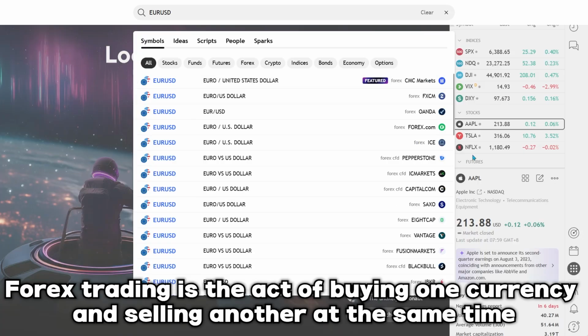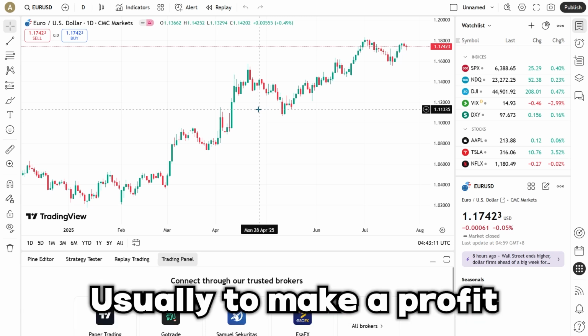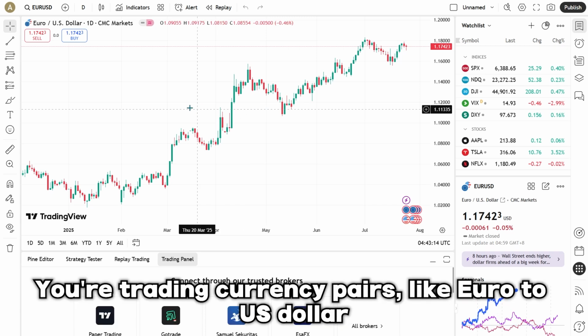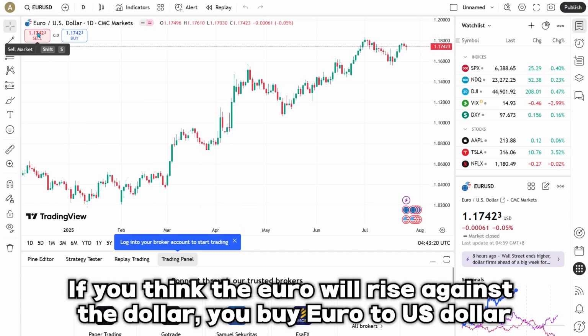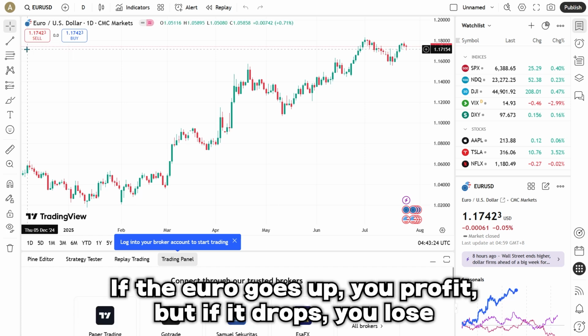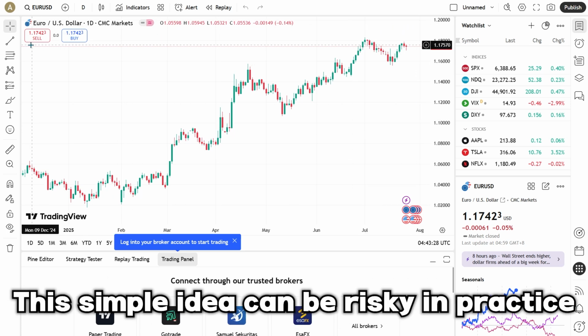Forex trading is the act of buying one currency and selling another at the same time, usually to make a profit. You're trading currency pairs, like euro to US dollar. The process works by trading currencies in pairs. If you think the euro will rise against the dollar, you buy euro to US dollar. If the euro goes up, you profit, but if it drops, you lose. This simple idea can be risky in practice.